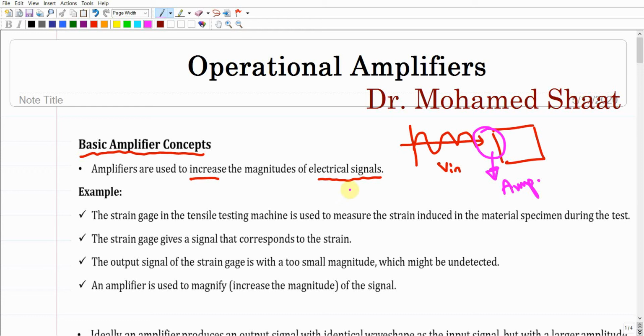And this electrical signal, definitely it would be in the form of voltage. It is not necessary to be voltage, it could be an input current, as we have a voltage source and a current source. So definitely the input for the amplifier, or the electrical signal, would be in the form of voltage as a function of time, or current as a function of time. So if we have this signal and we would like to adjust it, we can do it using the amplifier. This is the basic idea of amplifiers.